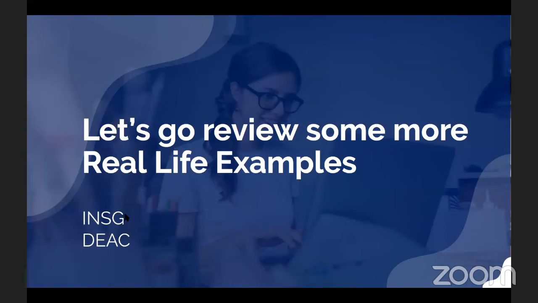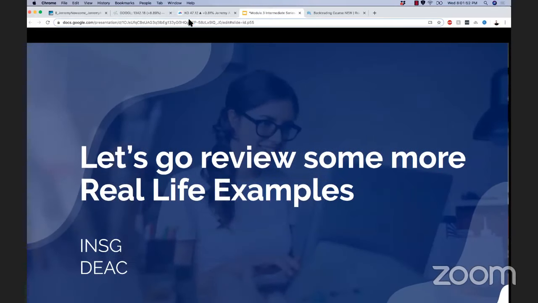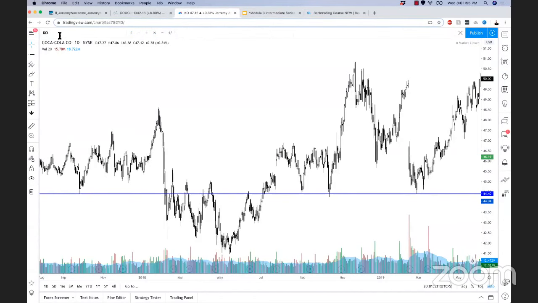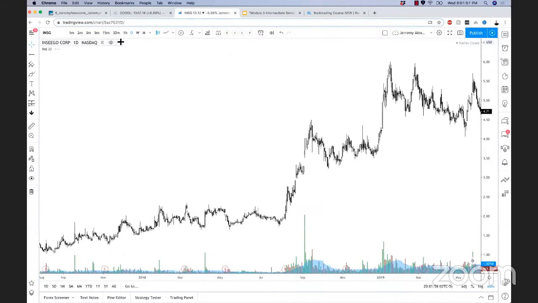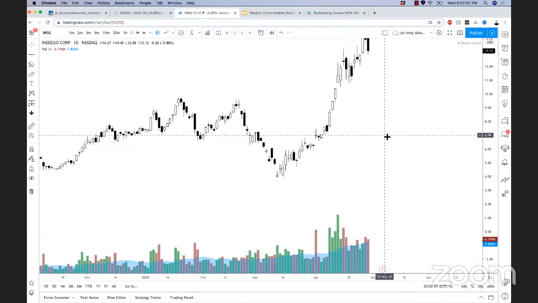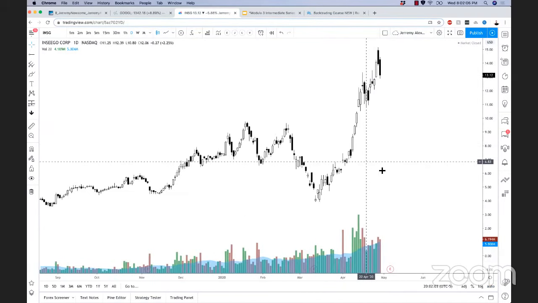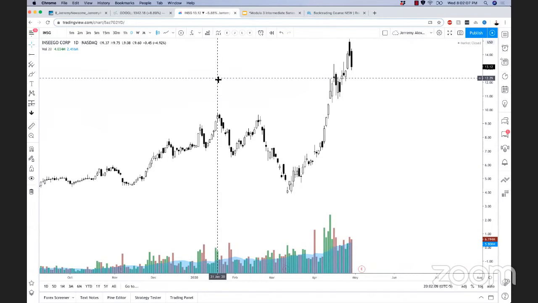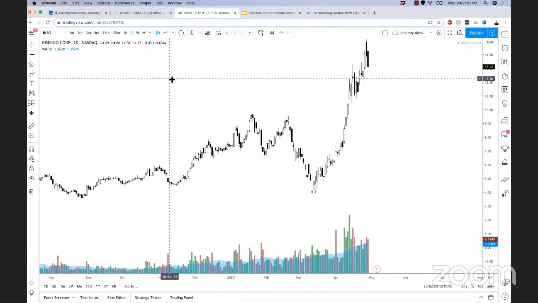So let's go look at two quick examples, INSG and DEAC. These are two that were requested in an email. INSG, Inseego Corporation. All right. So if we're looking at Inseego Corporation, type in a four if you can see a double top that happened relatively recently. Now, did the stock go to zero? No, it did not. But it did go lower. Cool. So at what point could you have been a little bit bullish on this trade? Well, somewhere around here, most likely.